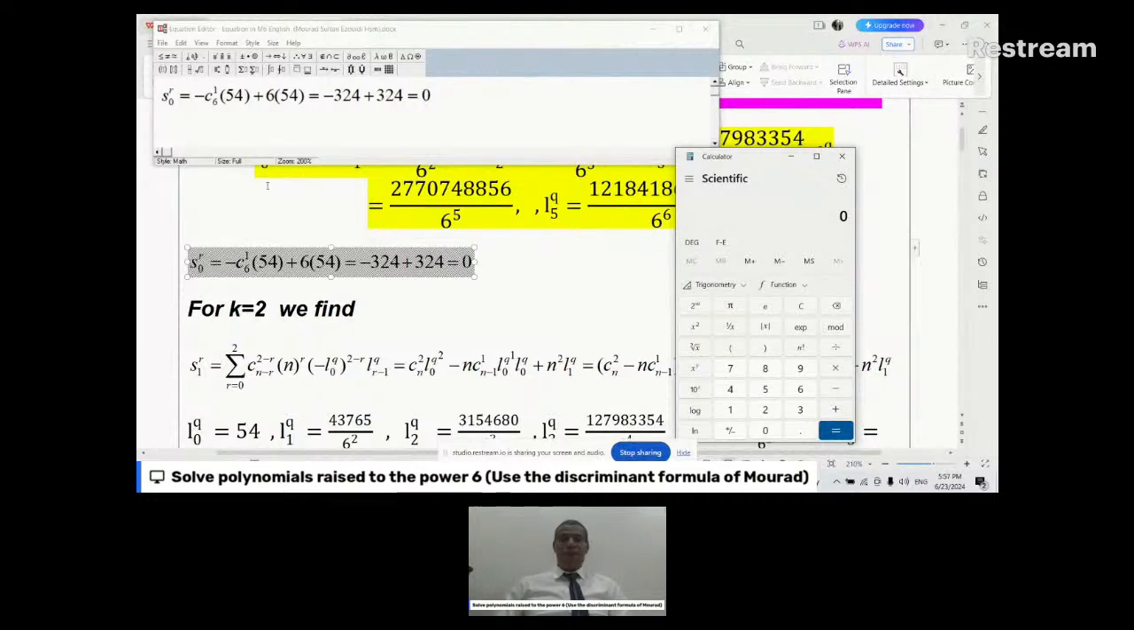Now, learners, I will just start. I will use negative 6, combination 6 choose 1 is negative 6 times learners 54, plus 6 times 54. This one, learners, has to be equal to 0.